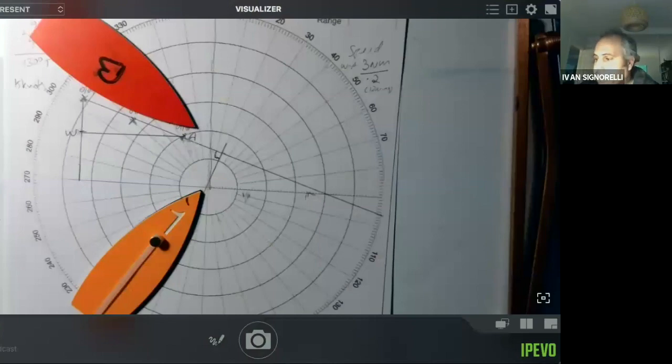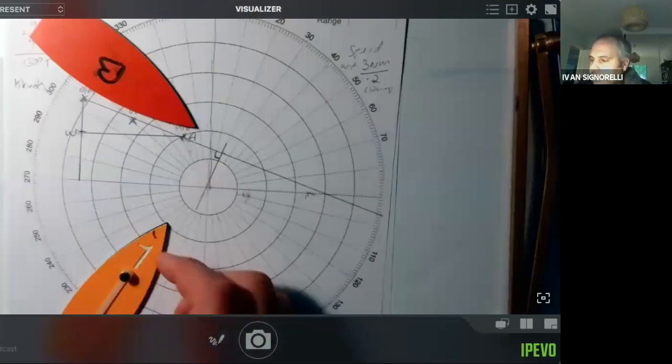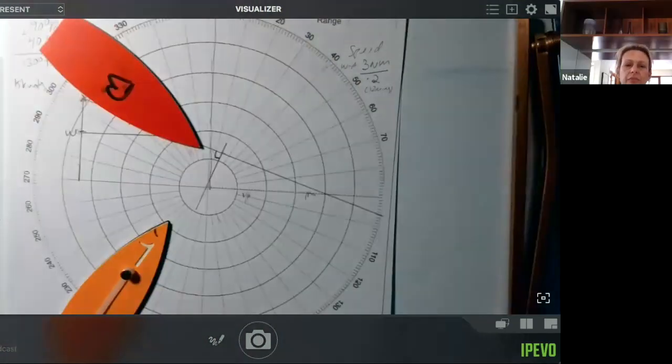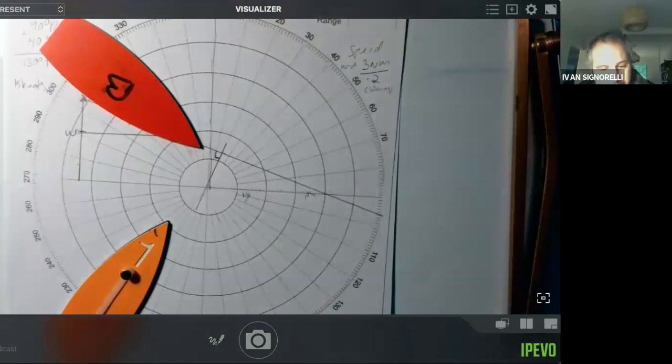And what light will you see when you first see it? You're going to see the green starboard light. Good. So that's how you work through this problem.